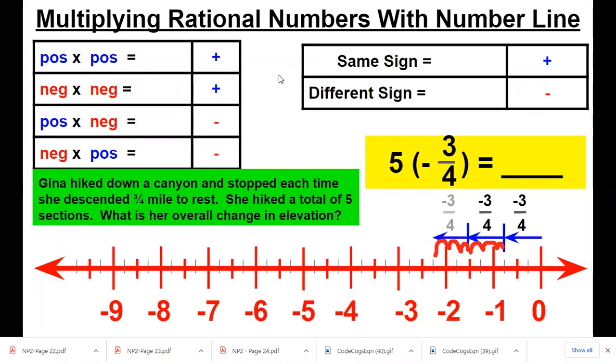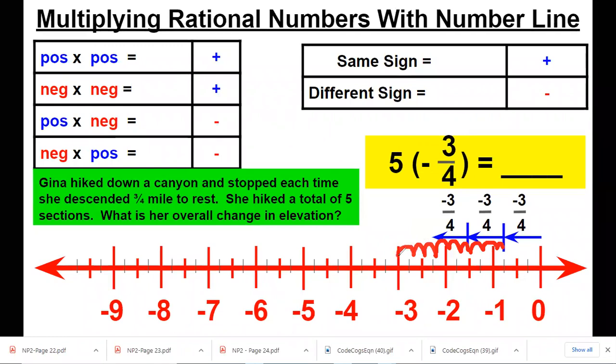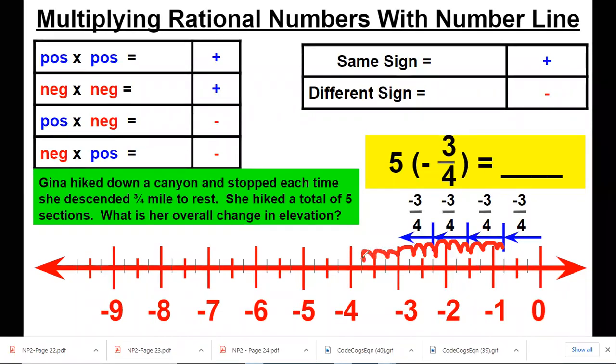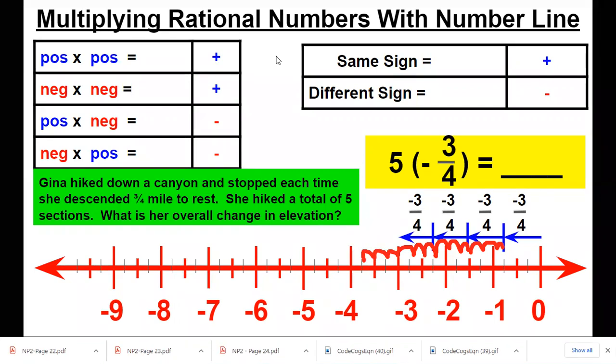Here's our arrow. There's our negative 3/4. We have 2 more groups to go. Again, 3 tick marks. 1, 2, 3. Here's our arrow. Negative 3/4. And we have 1 more of those to go. So 3 more tick marks. 1, 2, 3. We're going to land right there.